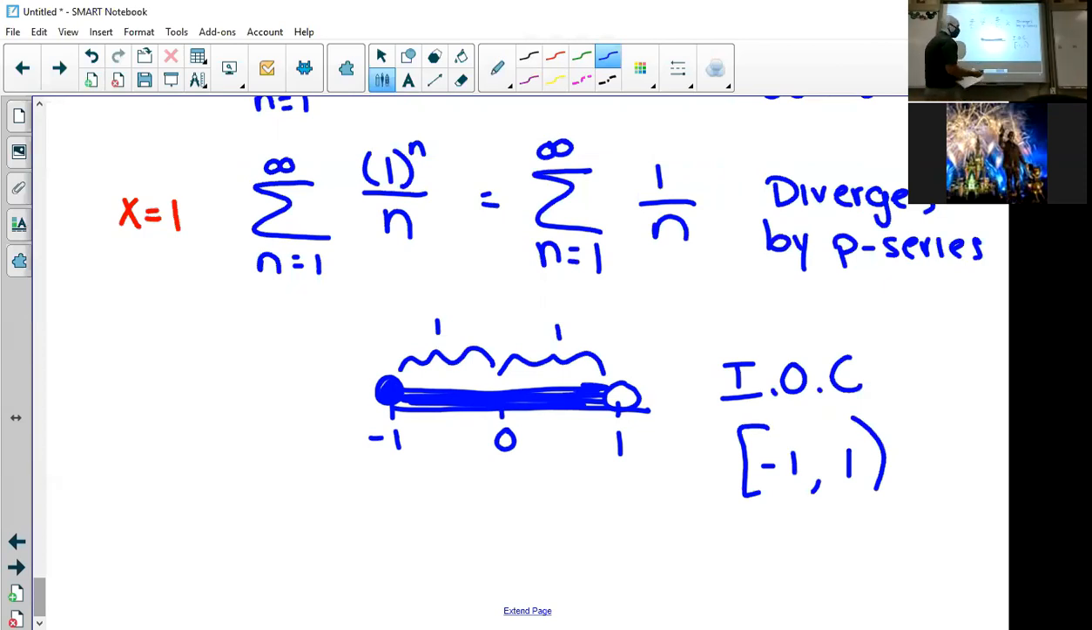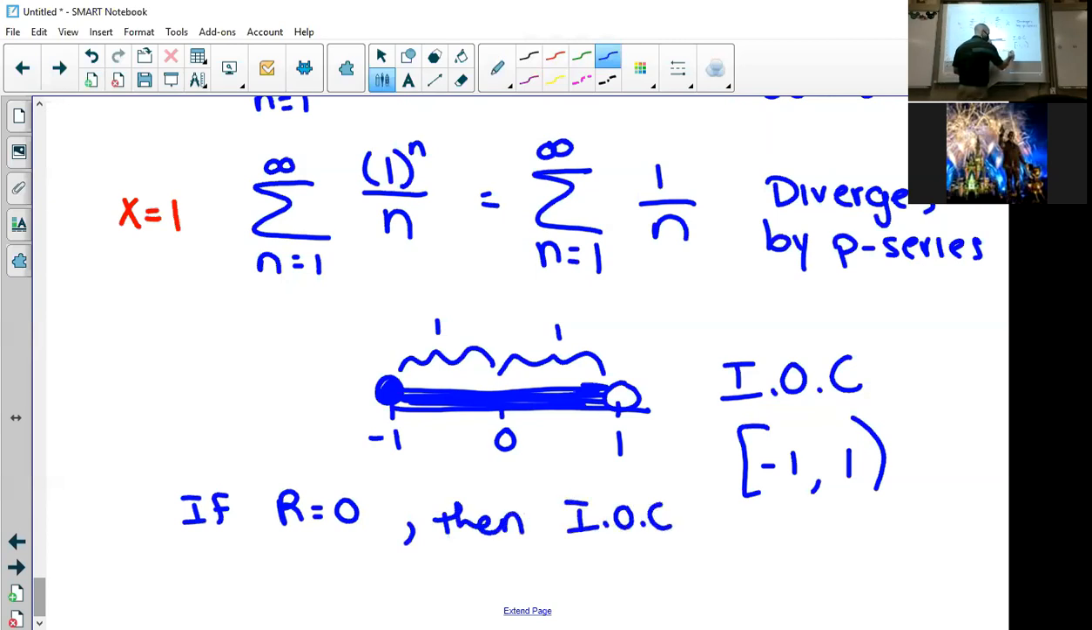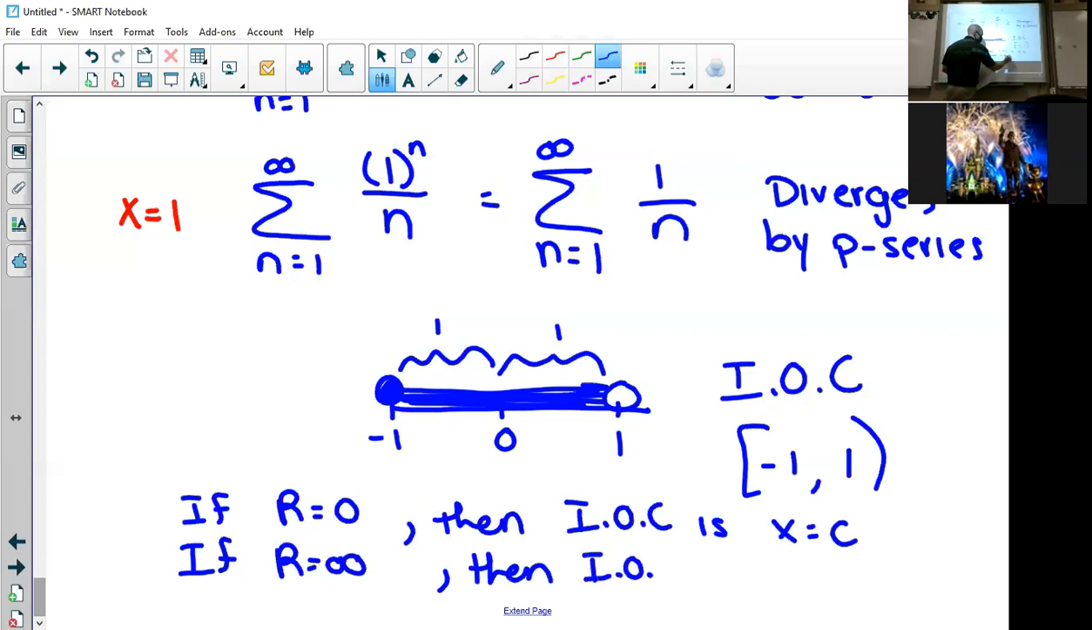Again, this is just a recap of the other scenarios. If you have a radius of r equals 0, then the interval of convergence is c, whatever the center is. And if you find out that your radius of convergence is infinity, then your interval is automatically -infinity to infinity.